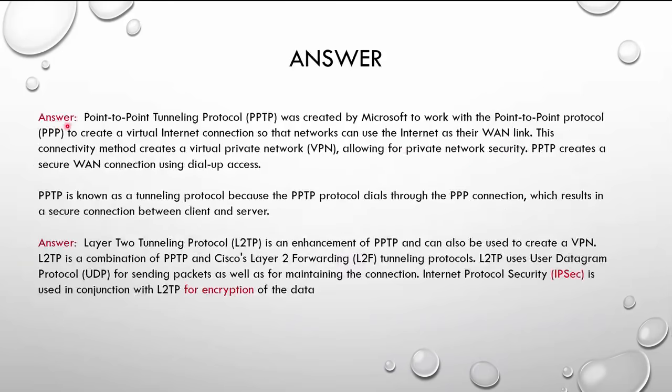Point-to-point tunneling protocol is one of the answers. Remember, PPP is used for connection. If you want tunneling and encryption, you use PPTP, point-to-point tunneling protocol. This is very easy to use, very popular. Also, layer 2 tunneling protocol is very popular with VPN. It typically is used with IPsec for encryption. Very popular, it's probably used for more secure connections than point-to-point tunneling protocol.